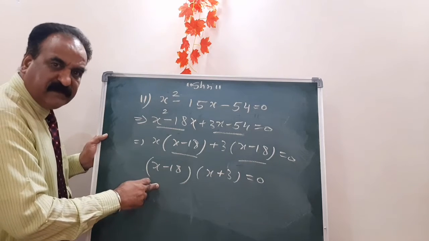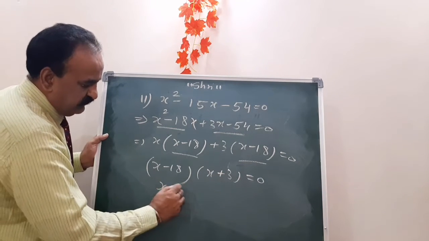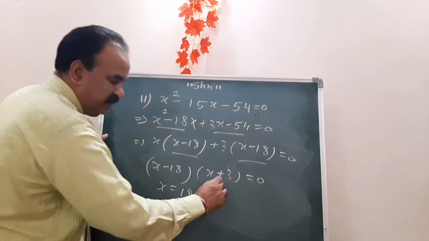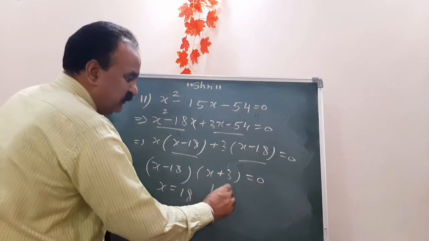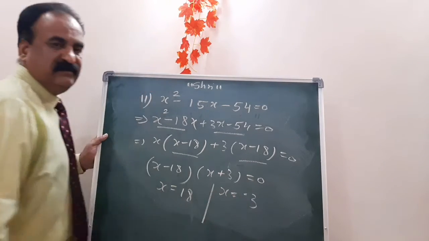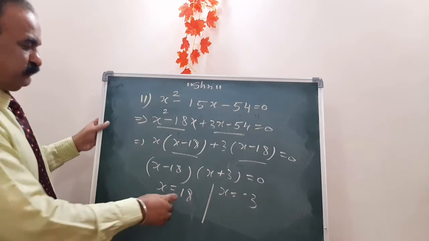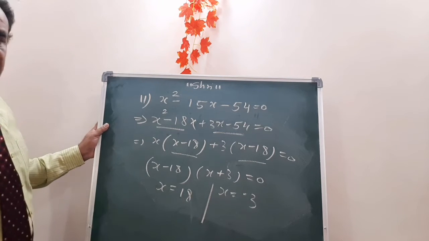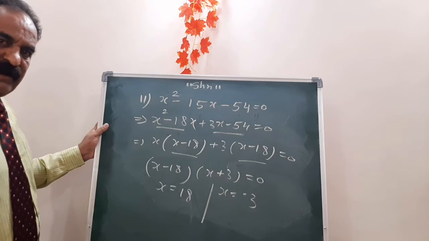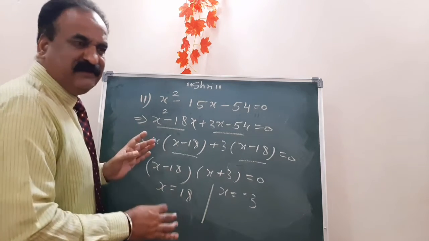Either x minus 18 equal to 0, it means x is equal to 18, and x plus 3 equal to 0, it means x is equal to minus 3. It means the solutions are 18 and minus 3. Clear? Whenever I am asking you like this, is it clear?